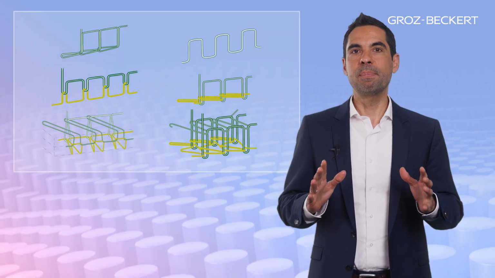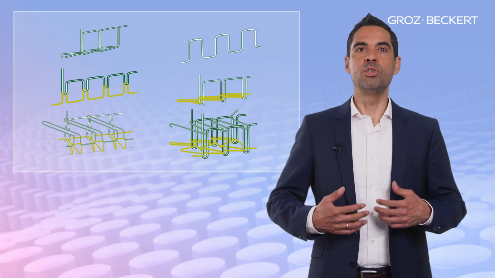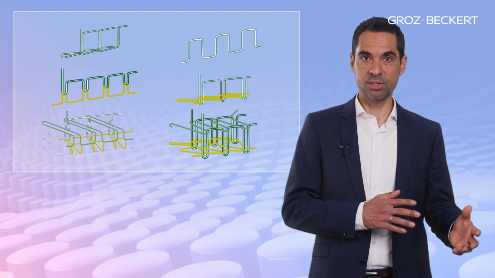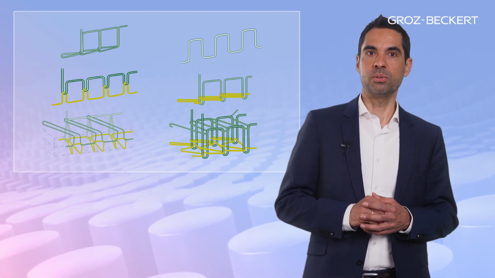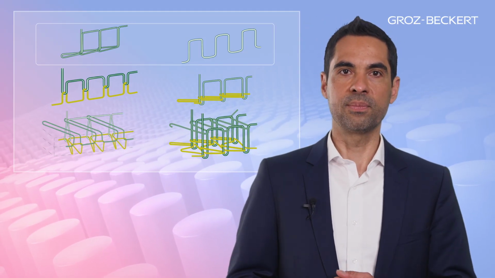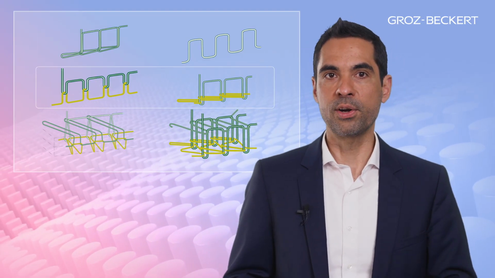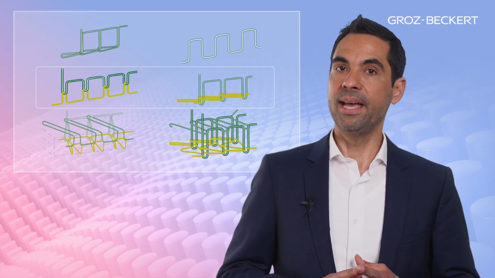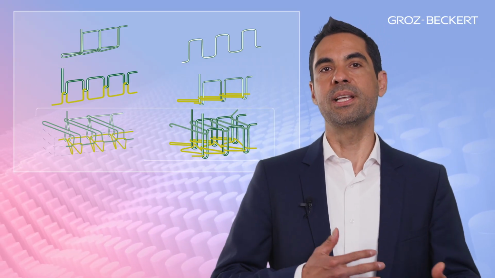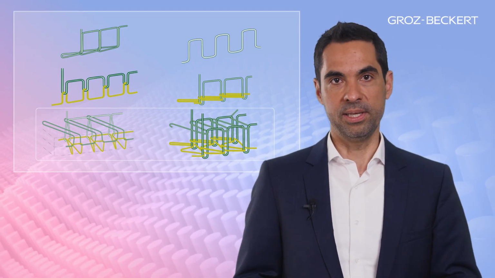As there are different ways to create a seam, 6 basic stitch type classes have been defined. They differ in the geometrical arrangement of the stitches and the number of threads used. While stitch type classes 100 and 200 are created with only one thread, stitch type classes 300 and 400 require 2 threads. And stitch type classes 500 and 600 require 3 or even more threads.